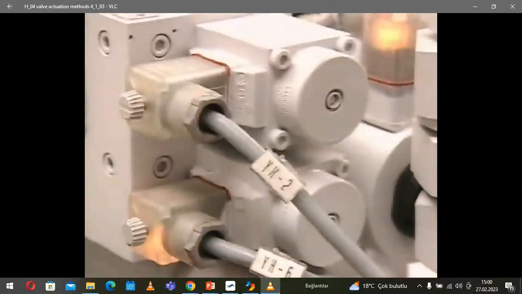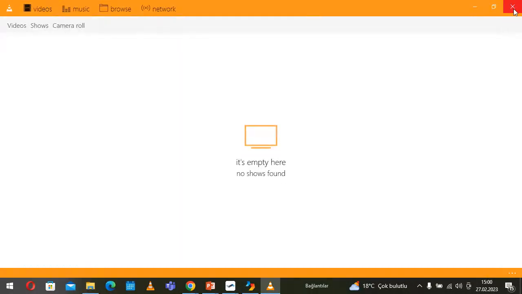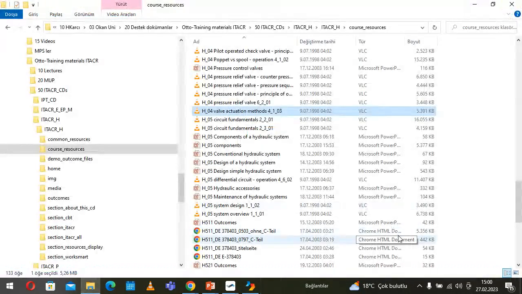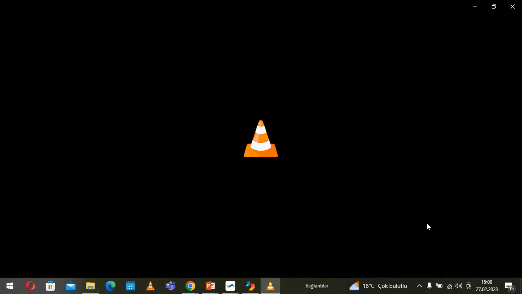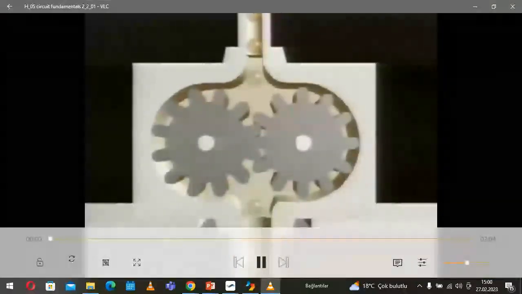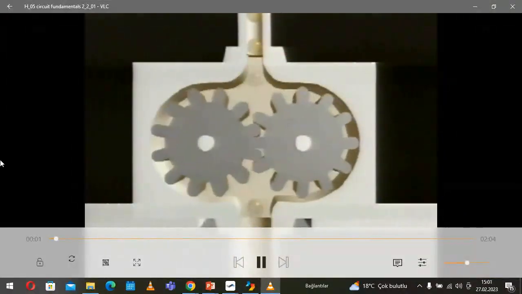These valves are actuated electrically. So, you have seen the ways of actuating the valves: manually, by spring, by foot, by electric, and so on. So, we have a video about the fundamental circuits. That's also interesting for you.